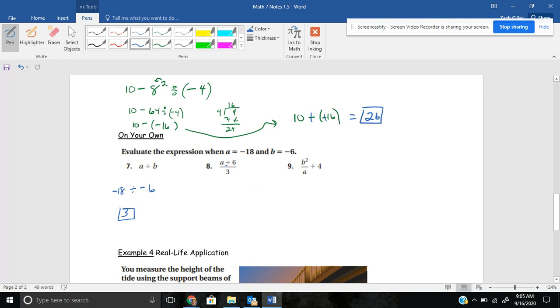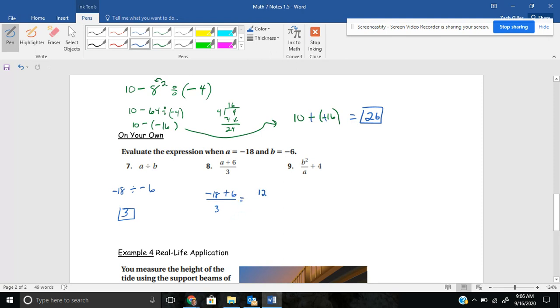Number 8, I have a plus 6, so negative 18 plus 6 divided by 3. Okay, I'm going to first add my top two numbers, and then I'll have this fraction or dividing in lastly. So negative 18 plus 6, I have different signs, so I'll find the difference between them. 18 minus 6 is 12.